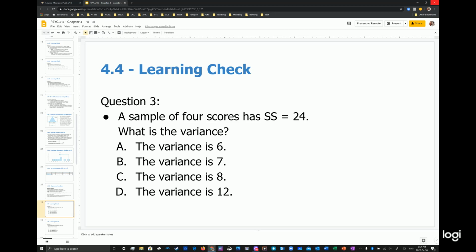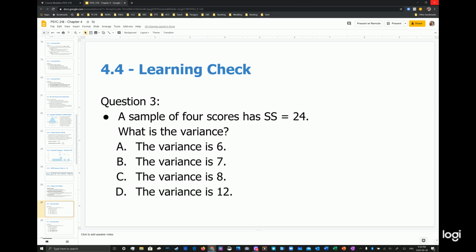So here we go. If a sample has 4 scores and that sample has a sum of squares of 24, what is the variance? Remember, here is sample, so your choices are 6, 7, 8, and 12. Take a moment and think about this.